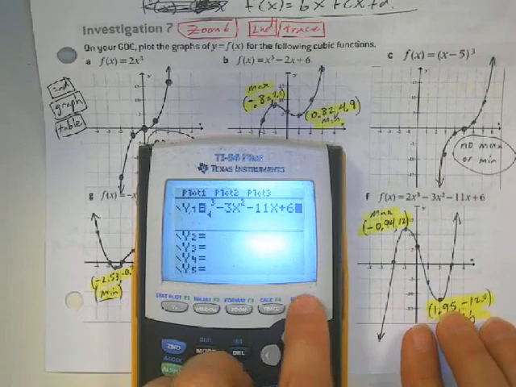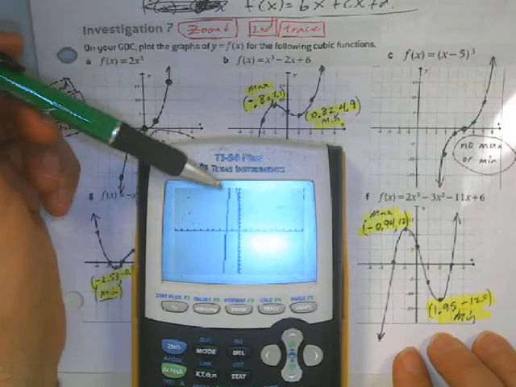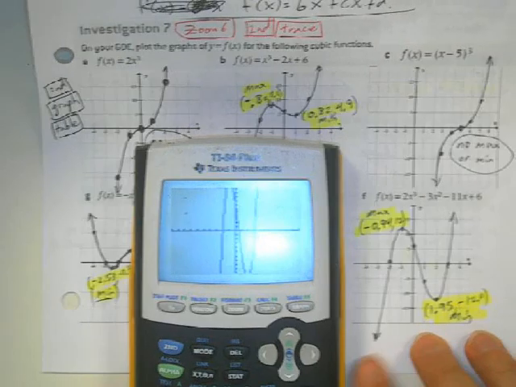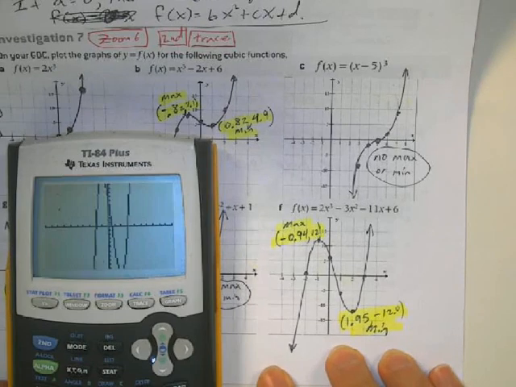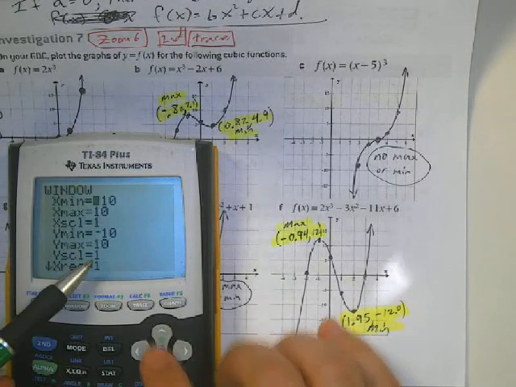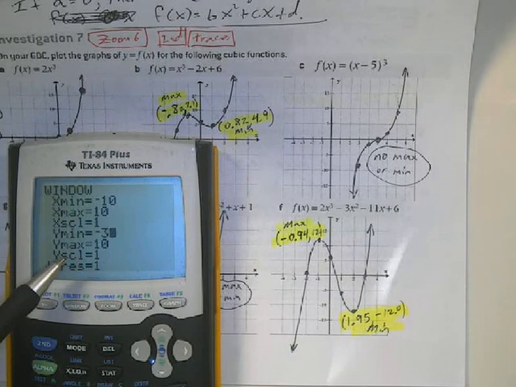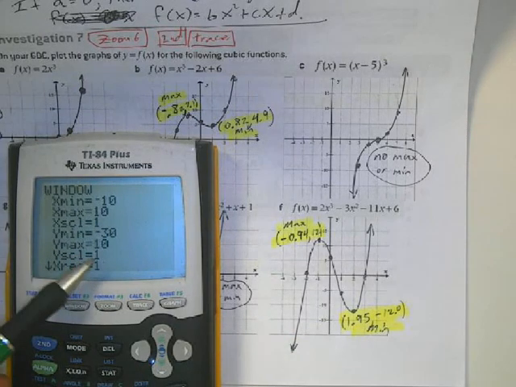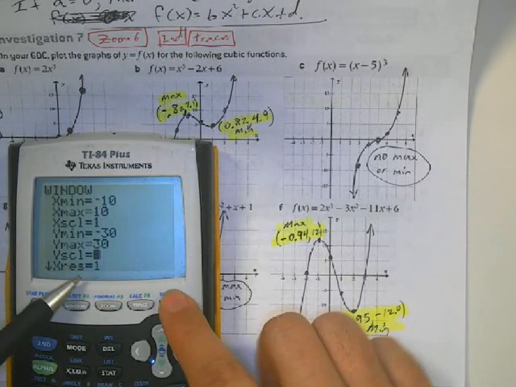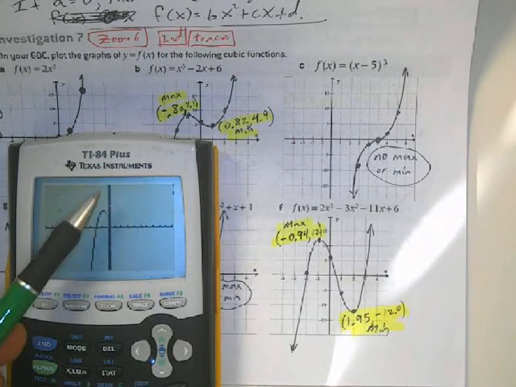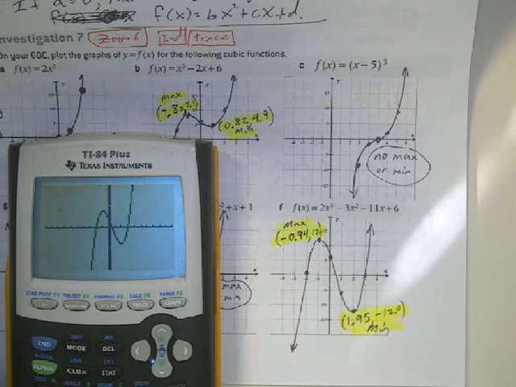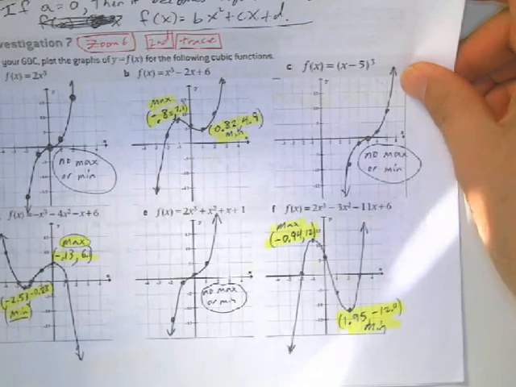If I hit graph, you're going to see that the top and the bottom got cut off. To deal with that, I had to adjust the window. I'm going to make the Y min negative 30 and the Y max positive 30. Then when I hit enter and hit graph, now that I've made the Y max and the Y min bigger numbers, you can see the graph. Okay, so check your answers.